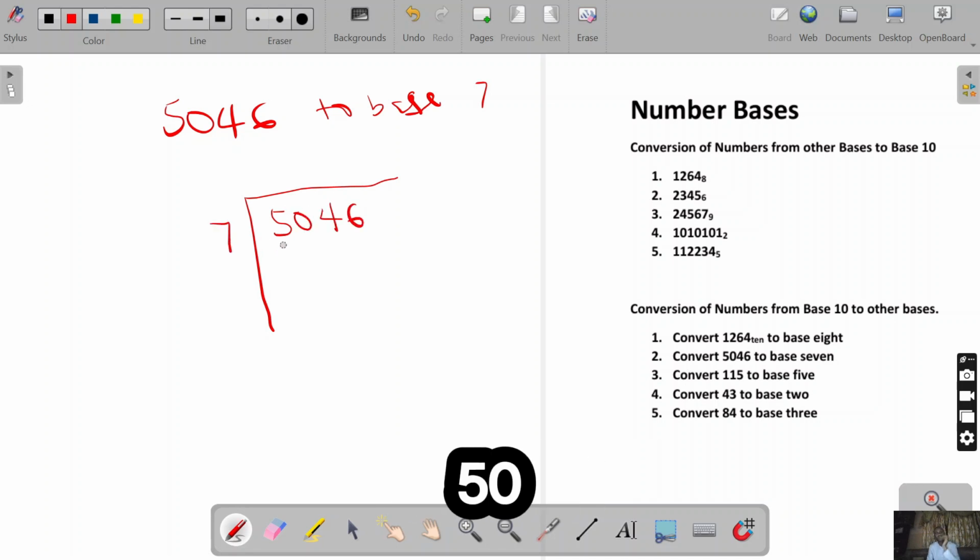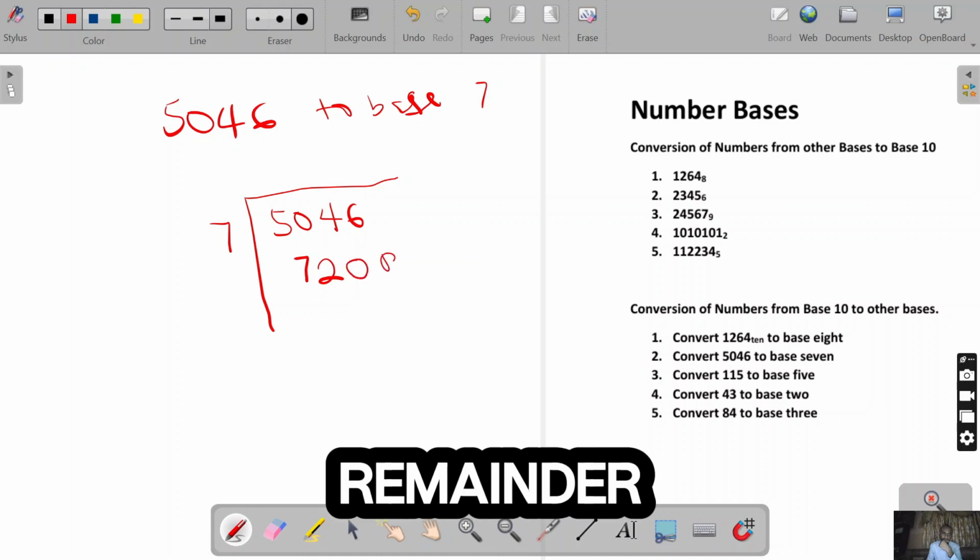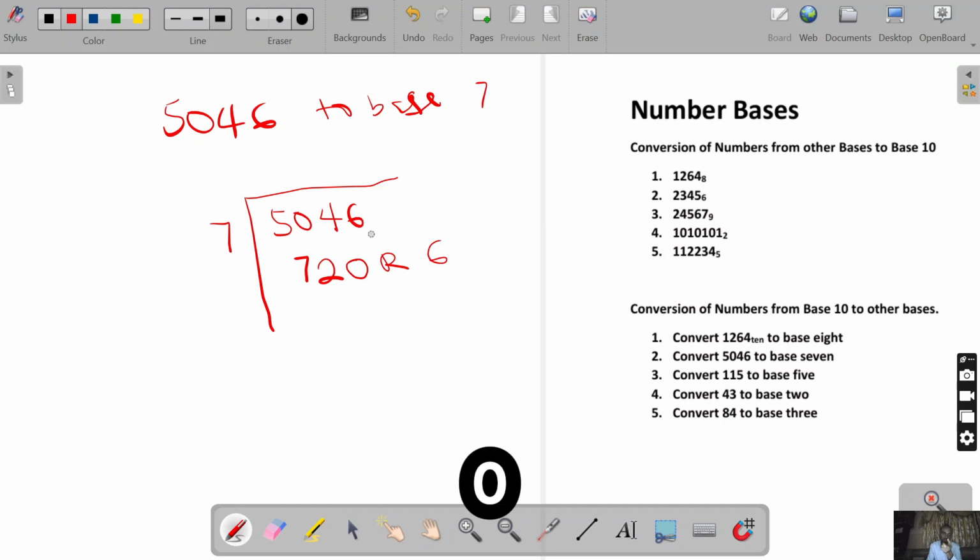7 goes in 50 is 7. That's 49. In that 1, that 1. In 14, 1 and 4 now becomes 2. 2. In 6 is 0. It will now be remainder 6. 0, remainder 6. 7 goes in 60, that will be 1, 0.